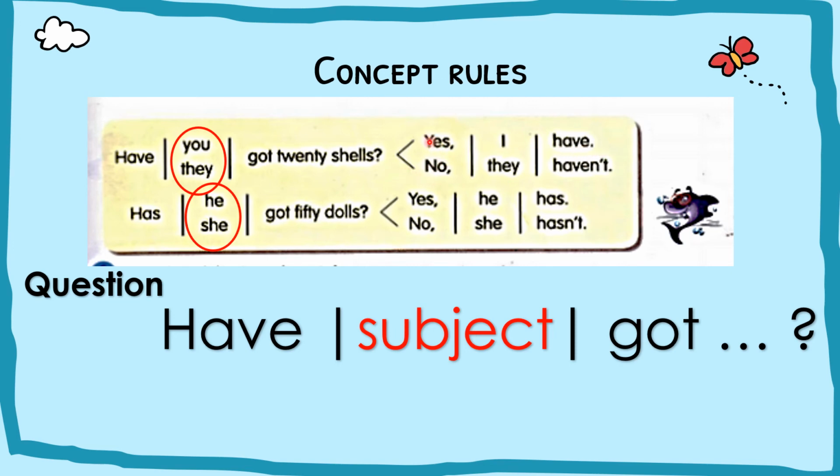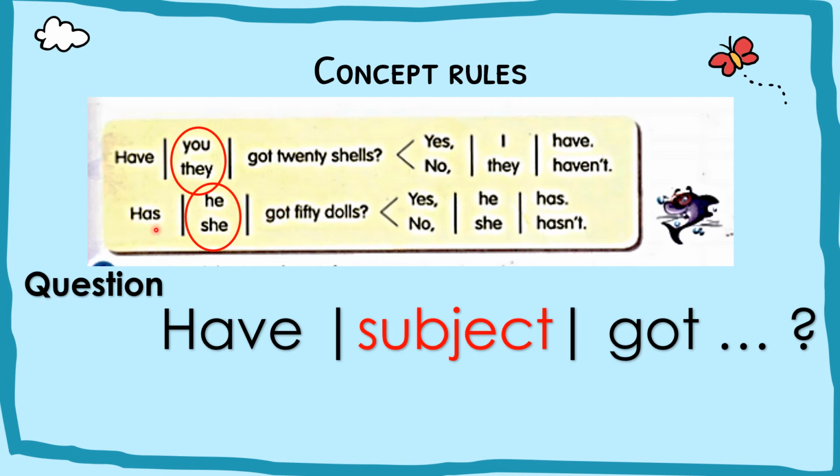For example, you can see here, if the first one is yes, yes is the positive, okay? So the verb have got here must be have, the positive one. But if you answer no, no is negative. So the verb have got behind must be in negative. It will be haven't. Like no, they haven't. Okay, I hope you understand.